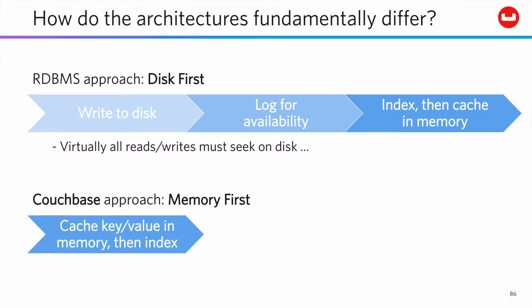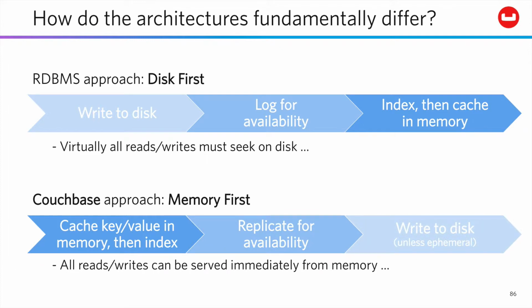By contrast, Couchbase has a memory-first approach. The key and potentially key and value are cached immediately in memory and then indexed. If you've configured to do so, the key and value are replicated to additional nodes in the cluster for availability, and then the data is written to disk, or potentially not. Buckets as of Couchbase 5.0 can be completely ephemeral if your data is transient. The point being, all your reads and writes can be served immediately from memory.